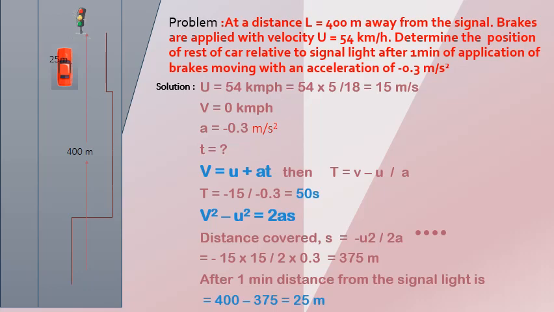Understand? So a car which is moving with an initial velocity applied the brakes, that means negative acceleration, at a 400 meters distance. It stops, comes to rest, after traveling some distance. That distance we have to calculate. If you know that, you can calculate the position of the car from the signal light. Okay, understood? Good.